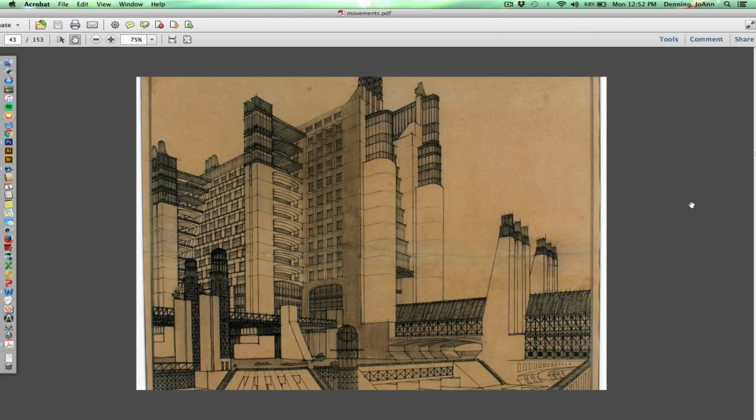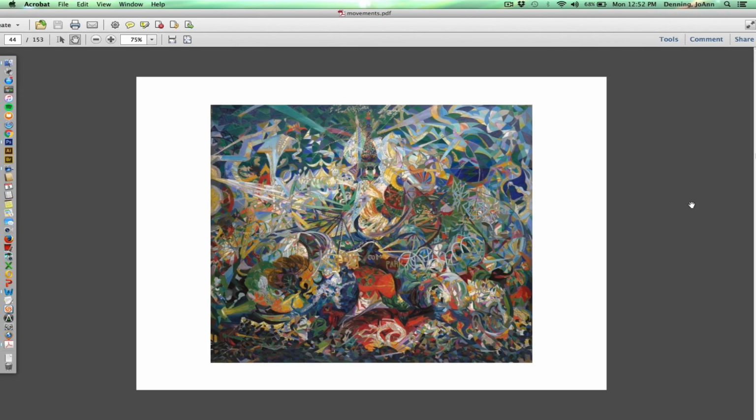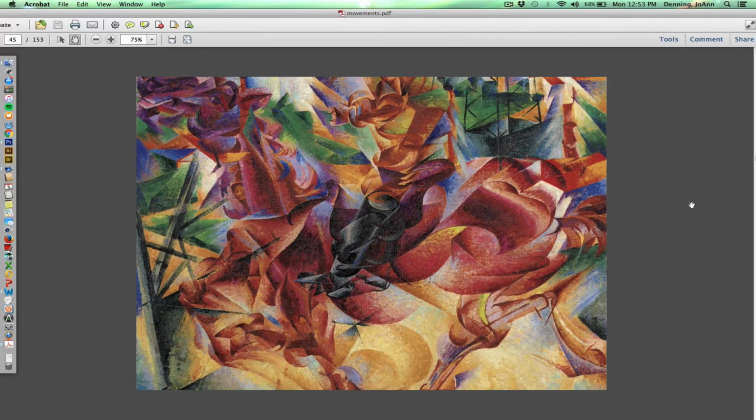And we'll go in here and look at some of the urban. This is an urban illustration. And then here's some of the fine art. You can see the style here. There was really bold use of color.